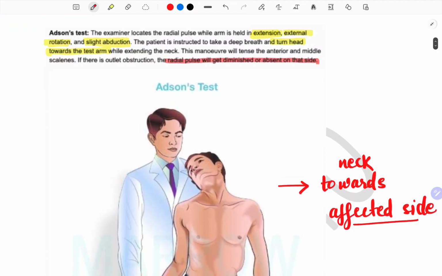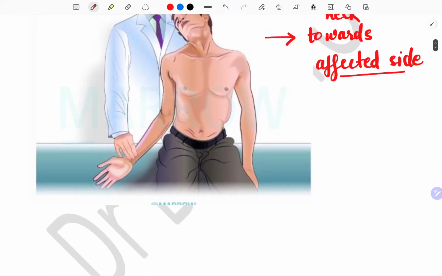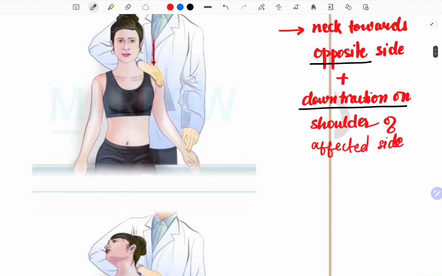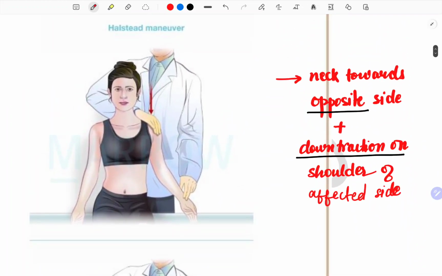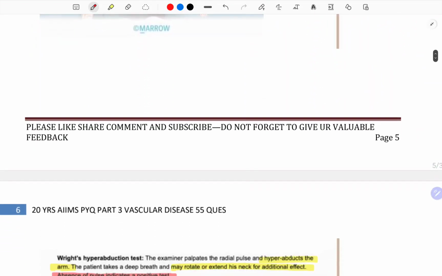So the first test is Edson's test, where we do extension of the neck and then rotate the neck towards the affected side. If the radial pulse is absent or weak, the test is positive. Next is the Halstead maneuver. This is similar to Edson's, but here the neck is rotated to the opposite side and the doctor from behind does down traction on the affected side shoulder. So if the radial pulse is weak, it is positive. You can look at the test image.